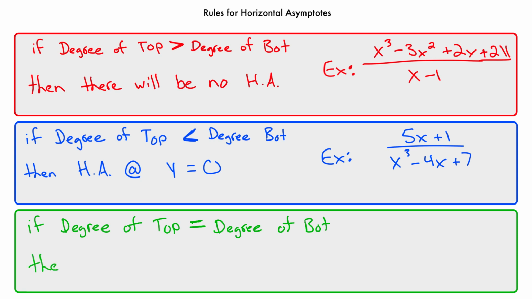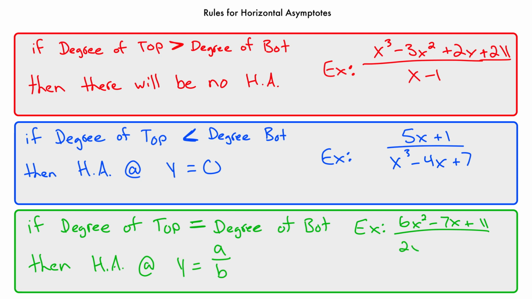Then there will be a horizontal asymptote at y is equal to a over b. So as an example, if I have something like 6x squared minus 7x plus 11, all divided by 2x squared plus 8x minus 5.